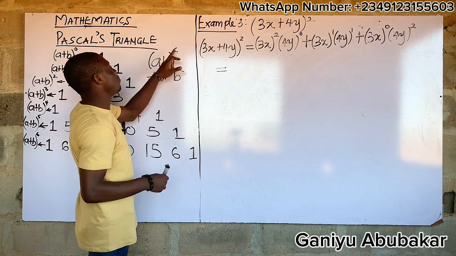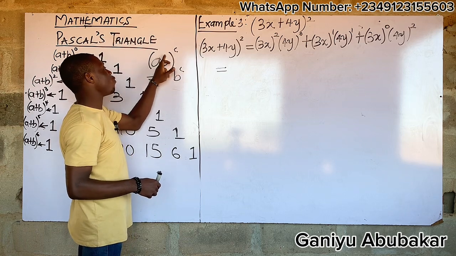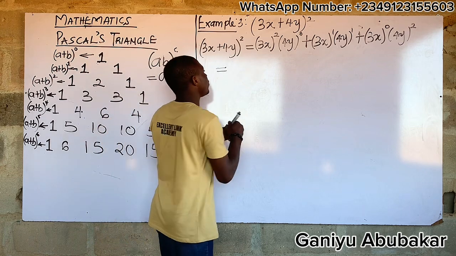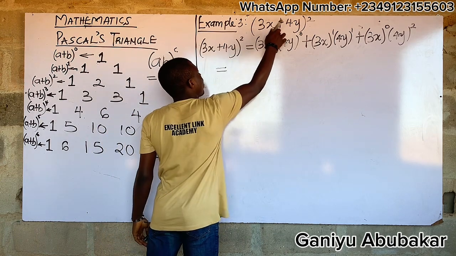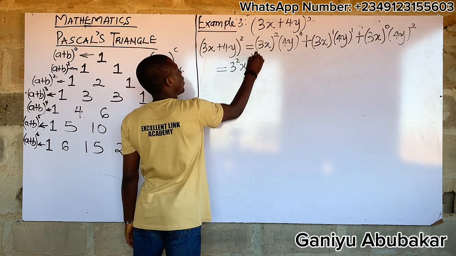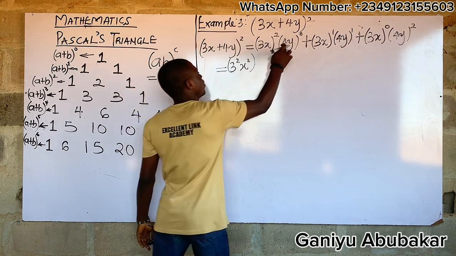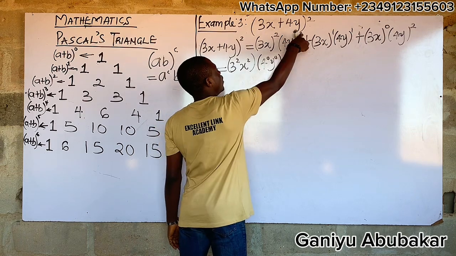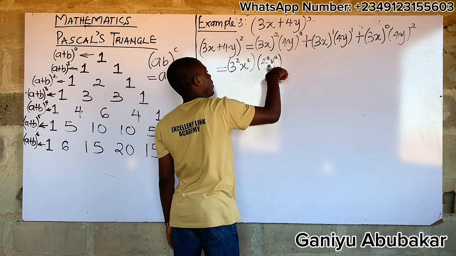So this power here will affect each of these terms. So apply this technique here too. This becomes 3, this square will affect 3 and x. That becomes 3 squared x squared for this one alone. This one becomes 4 to power 0 y to power 0. This 0 affects each individual term here.